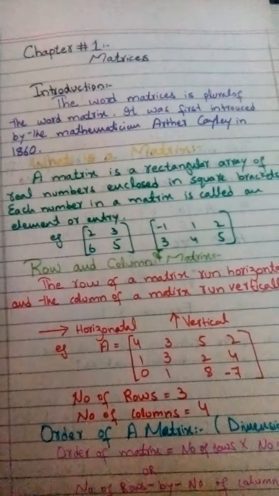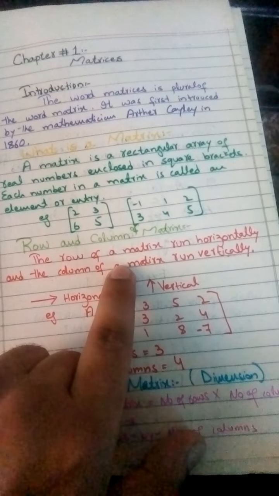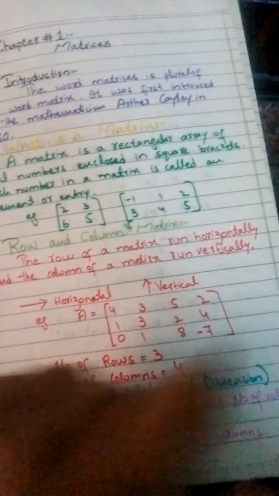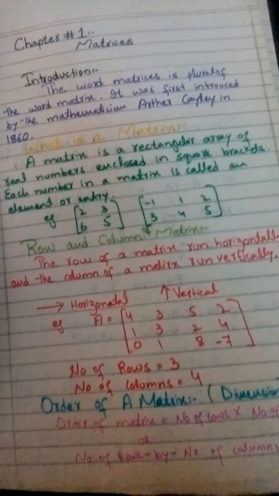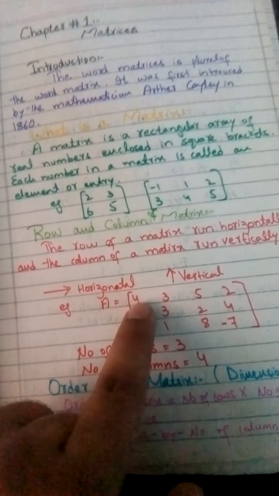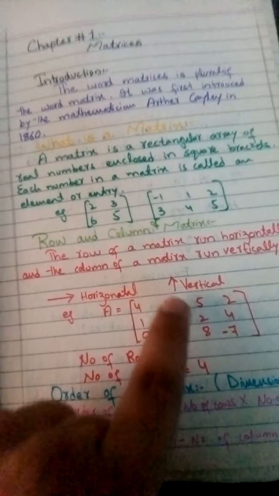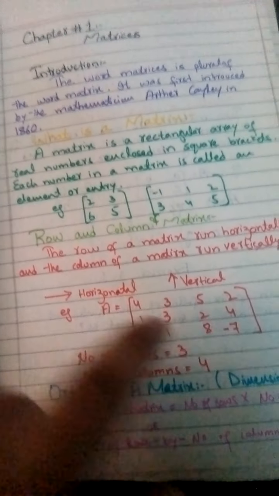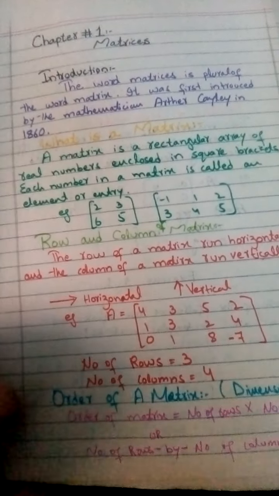Now, what is a row and what is a column of a matrix? The rows of a matrix run horizontally and the columns of a matrix run vertically. When you see the numbers in horizontal form like this, these are rows. For example, you will see 4 3 5 2, 1 3 2 4, 0 1 8 7. These are 3 rows of the matrix. And the vertical numbers are called columns of the matrix.